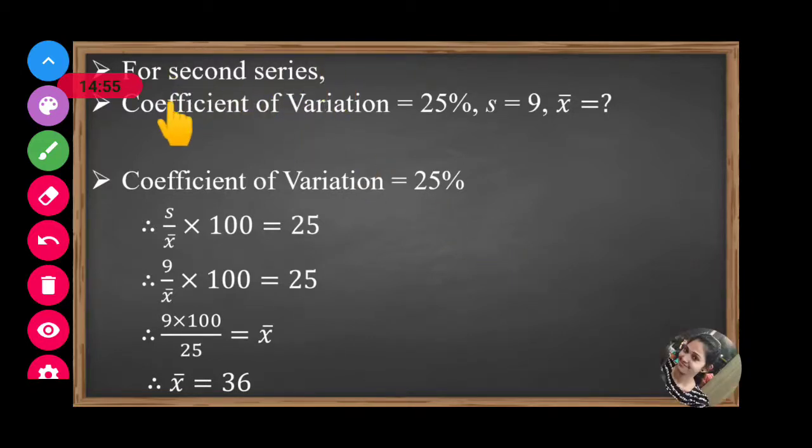For the second series, coefficient of variation is given 25% and S is given 9. We have to find the X bar. So coefficient of variation is equal to 25%, same as series 1, S upon X bar into 100 is equal to 25. Put the values, S is equal to 9, X bar that we have to find, into 100 is equal to 25. Now change the side of X bar. So 25 will be in the X bar place and X bar will be in the 25 place. 9 into 100 upon 25 is equal to X bar. X bar is equal to 36. We have found the X bar for both series. Here our exercise is over.